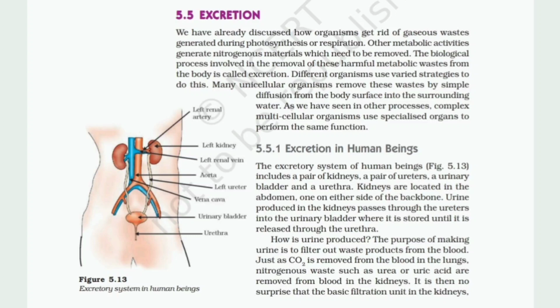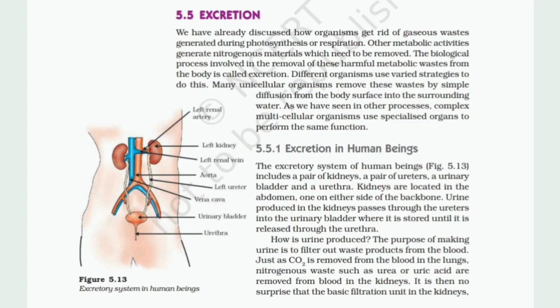Excretion in human beings. The excretory system of human beings, Figure 5.13, includes a pair of kidneys, a pair of ureters, a urinary bladder and a urethra. Kidneys are located in the abdomen, one on either side of the backbone.